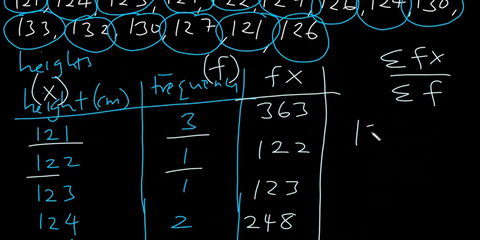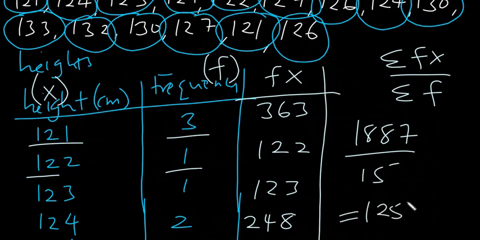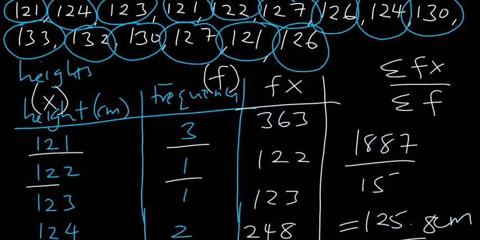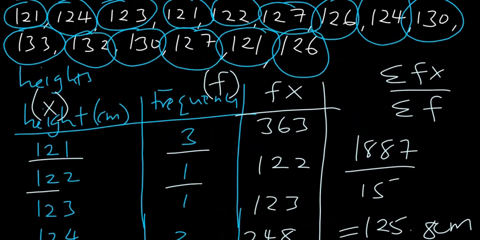1887 divided by 15 gives us 125.8 centimeters. Okay, so that will be the mean of the height, or the mean height of these children in this class.